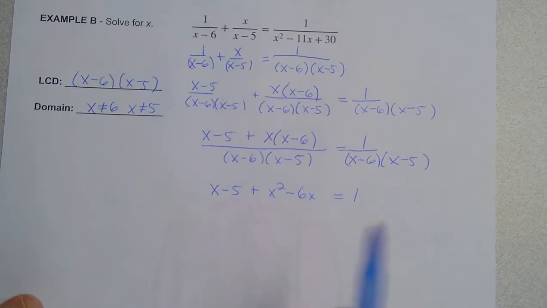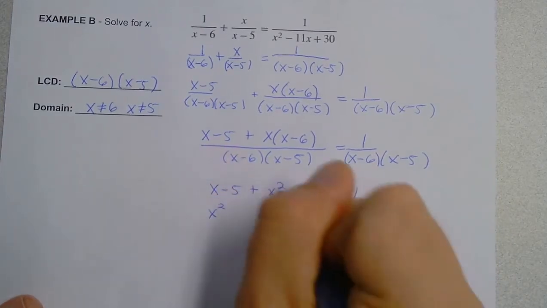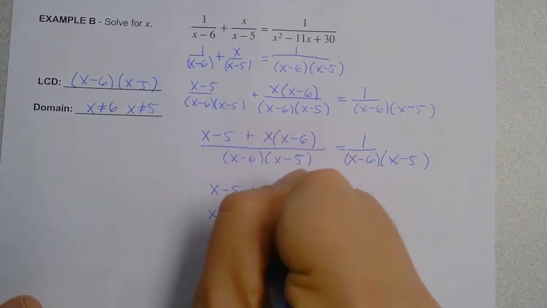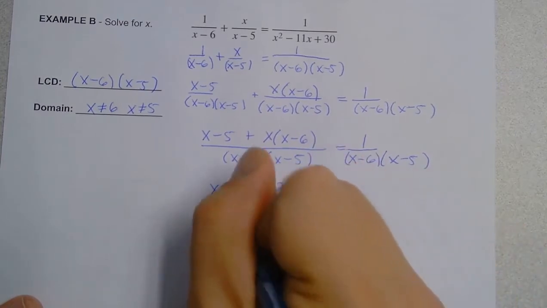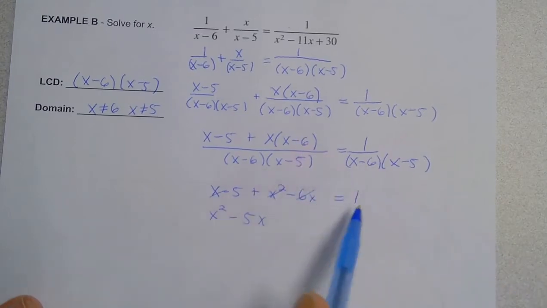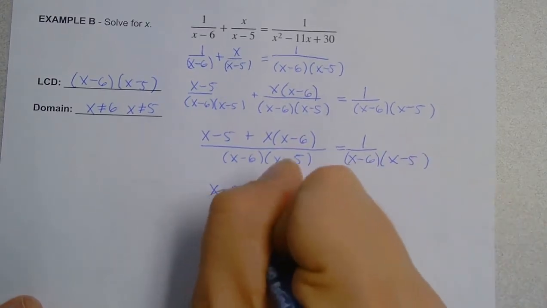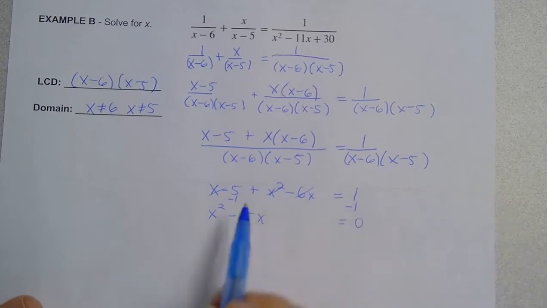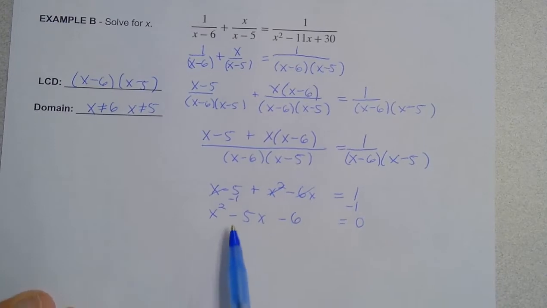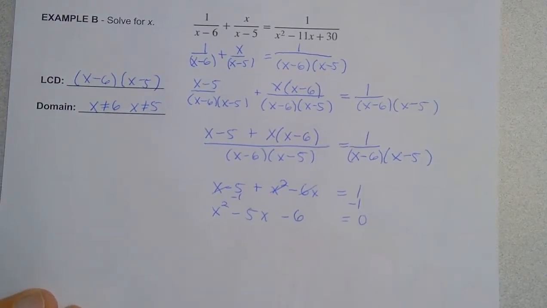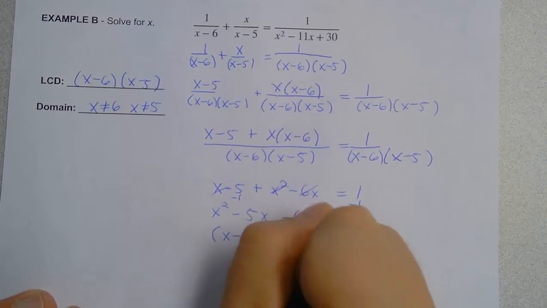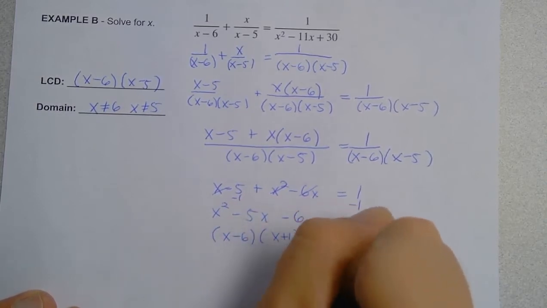Now I'm going to rearrange the equation. So I have x squared. Negative 6x plus 1 is minus 5x. And then I have minus 5, but I'm also going to subtract the 1 over to the other side. So on the right-hand side, that's going to be 0. Negative 5 minus 1 is going to be minus 6. So now I'm going to factor x squared minus 5x minus 6. That factors into x minus 6 times x plus 1 equals 0.